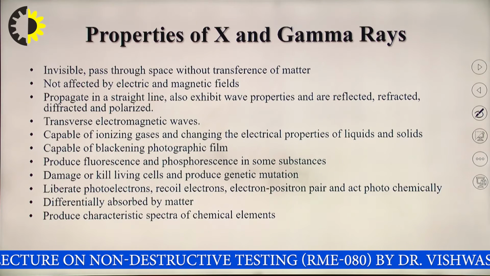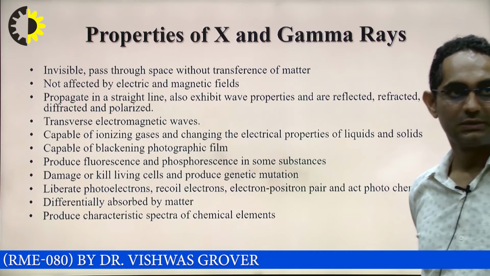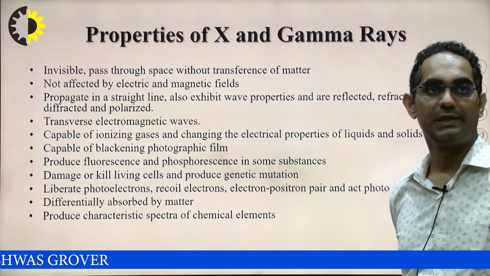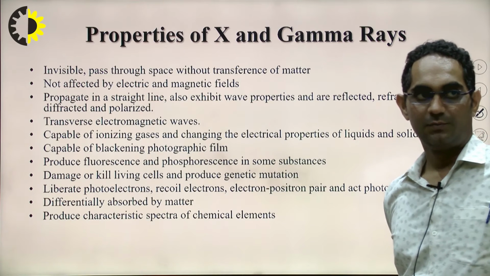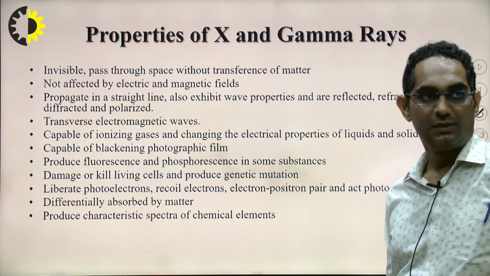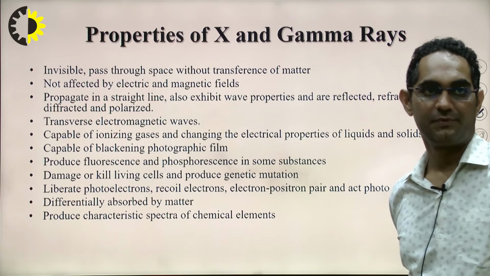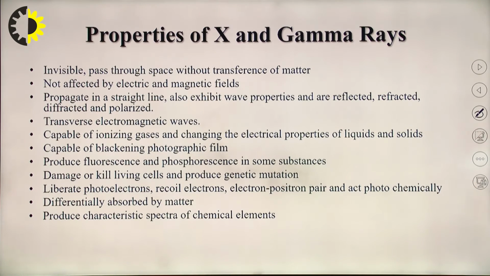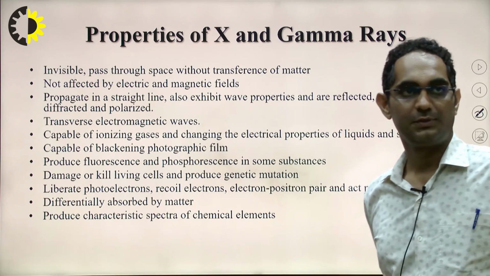Next are the properties of the X and gamma rays. They are invisible, pass through space without transference of matter, and are not affected by electrical and magnetic fields. They propagate in a straight line and also exhibit wave properties, and are reflected, refracted, diffracted and polarized. They transfer as electromagnetic waves. These are the properties of the X and gamma rays.